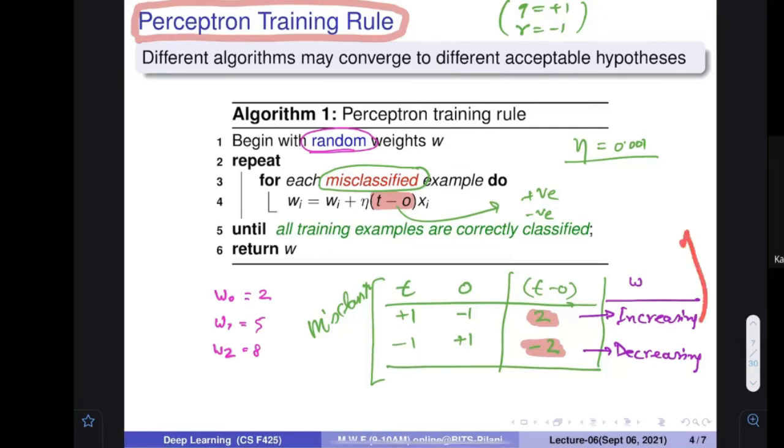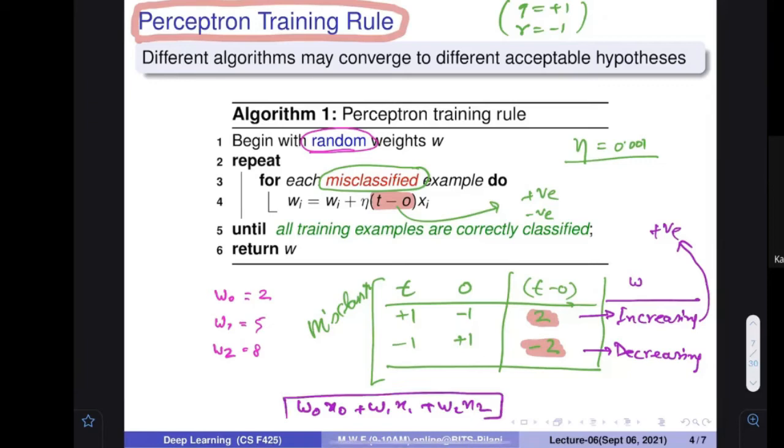If you are going toward the positive side, what is your sign? Your sign is going to be positive. If you are increasing, it means your sign is going to be on the positive side. If you are already positive and you are increasing the weight, because what is the equation? W0x0 plus W1x1 plus W2x2. This is what the equation is.